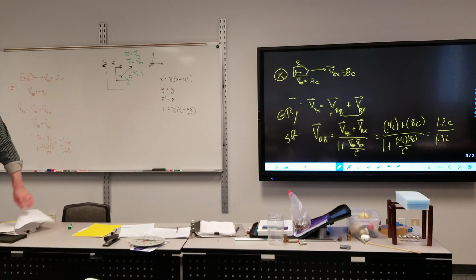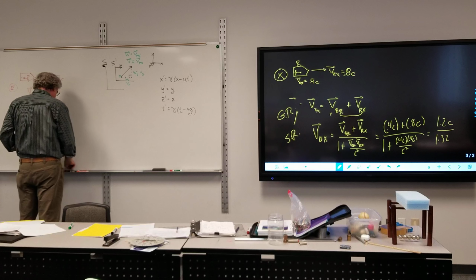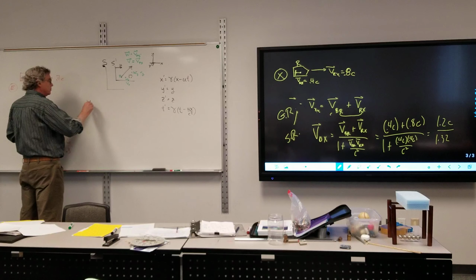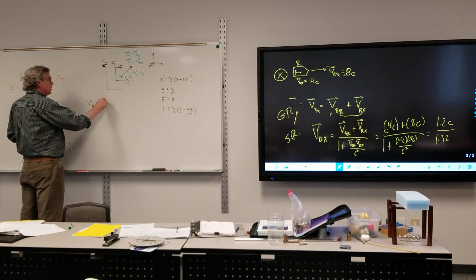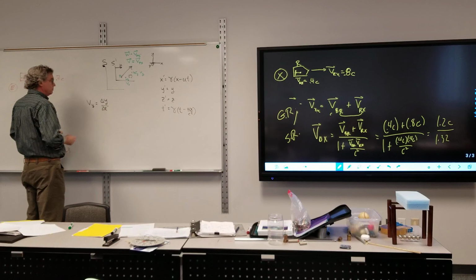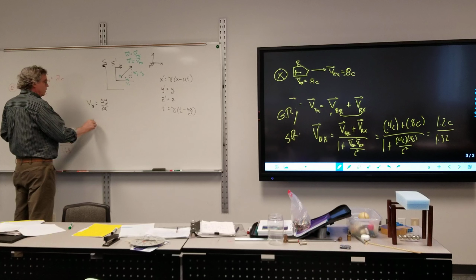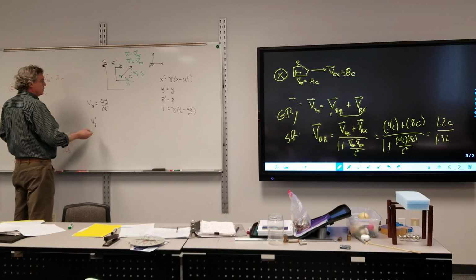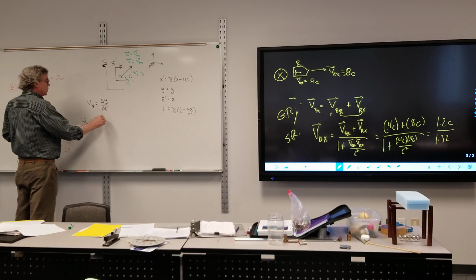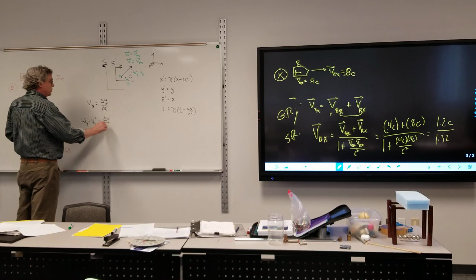Before I go too far astray, now figuring out Vx, we've already done that. That's all of that stuff over there. It's the Vy part that I'm more concerned with. I know that Vy equals the change in y over the change in time. Vy prime, which is Wy, is going to be the change in y prime over the change in t prime.